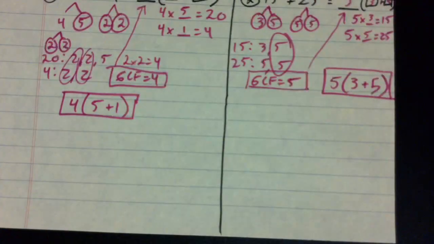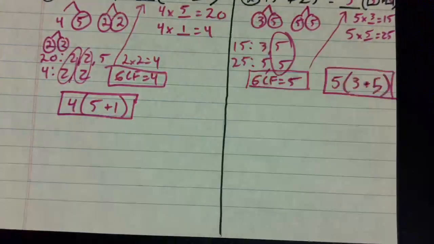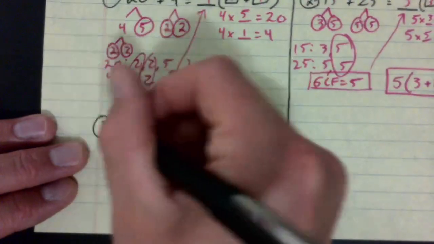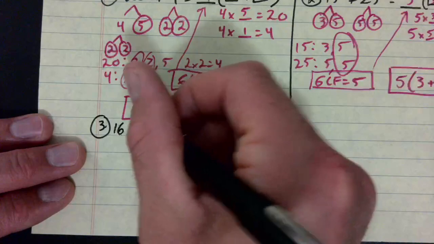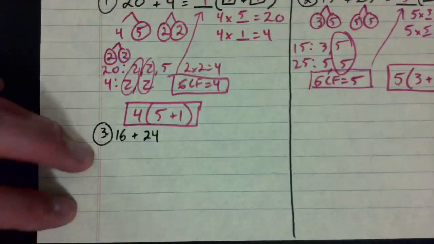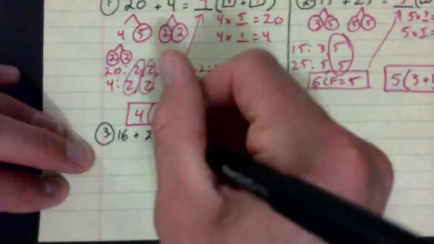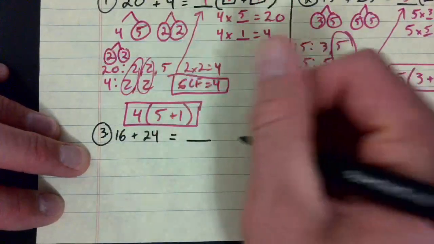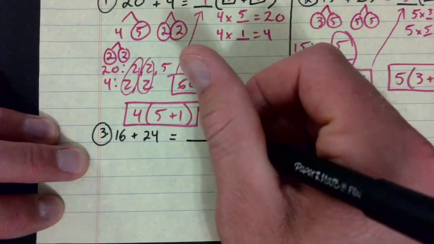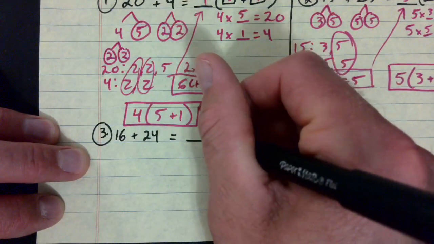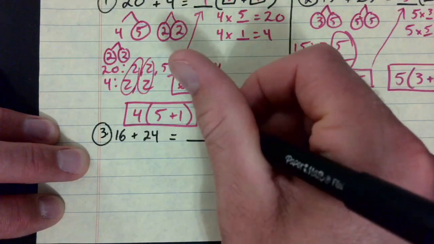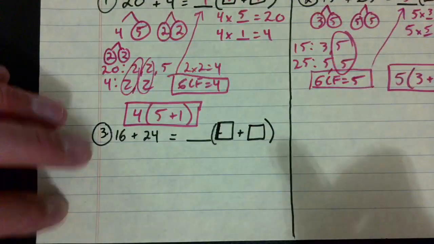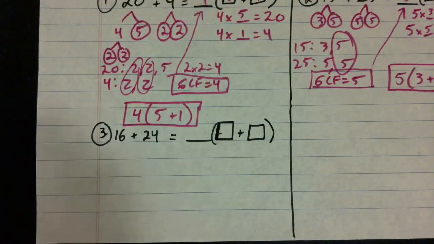Number 3 is 16 plus 24. Okay? And then step 1 just says rewrite with your blank lines. Rewrite your equivalent expression. Blank times the quantity blank plus a quantity. Okay? Now step 2 is just to factor your numbers.